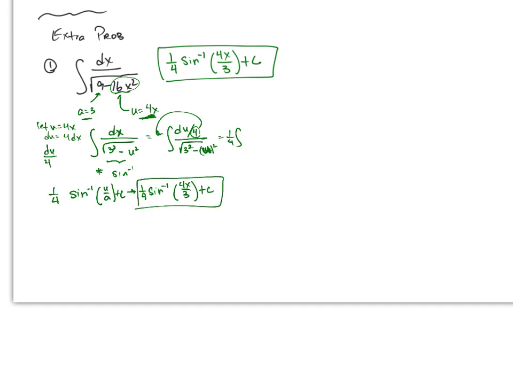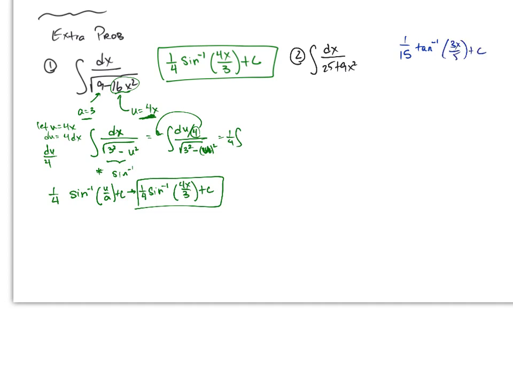All right, let's put a second one up here and have you guys do another one. Let's do number 2, and number 2 is going to be the integral of dx over 25 plus 9x squared. Okay, pause the video. Let's see if you can do it. All right, so hopefully you were able to do this, and the answer comes out to be 1 over 15, the inverse tangent of 3x over 5 plus c.